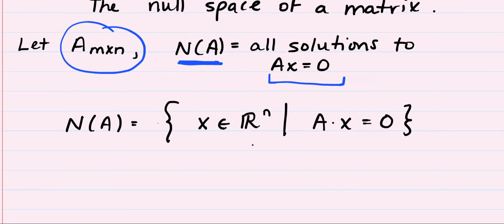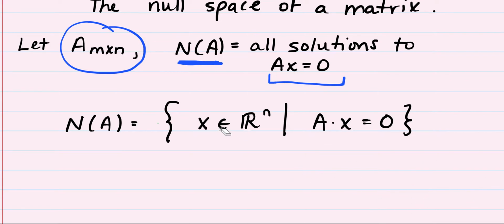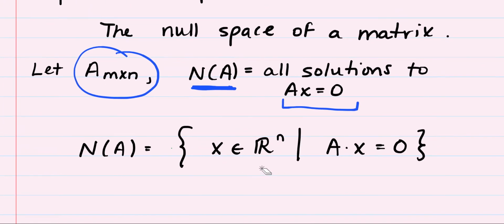We're looking for column vectors because, remember, this is an m by n matrix, and this column vector is going to be n by 1 in order for this and this to cancel, and what we're going to be left with is a 0 matrix that's m by 1. Now this is the set of all solutions in Rn. Okay, so our column vectors are coming from Rn.